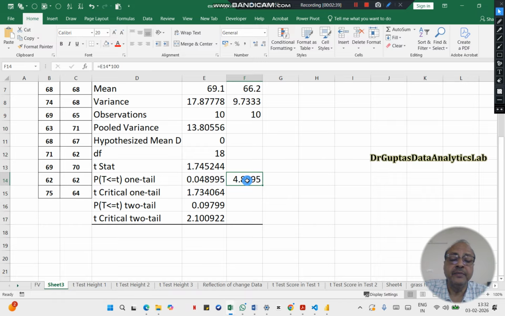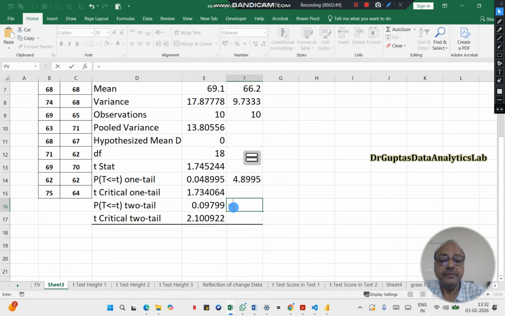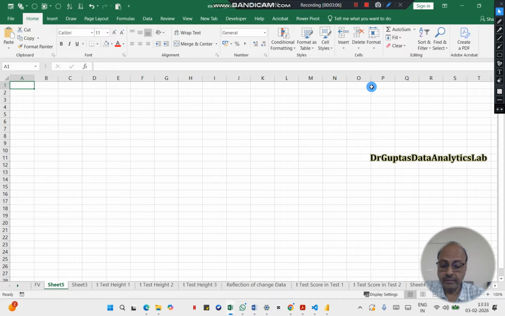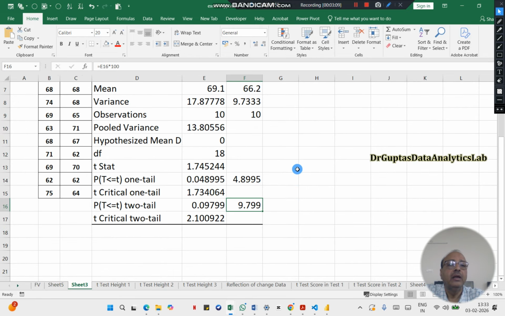height more than girls. But had there been a question on both the ends of the normal distribution, that is with two tails, then we compare this. I will just multiply this with 100 again, and I am getting the value as 9.7 here. Okay. Now here I am getting the value for two-tailed test, that is 9.79.